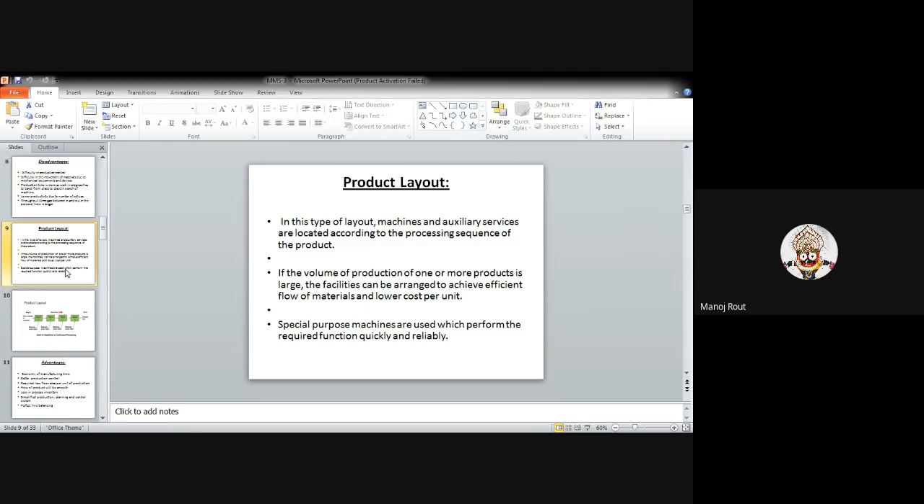Special purpose machines are used to perform the required functions quickly and reliably. These are things applicable to any kind of manufacturing unit, for one or more products if the volume is large, and the facility will be arranged for the achievement of efficient flow of material with the cheapest cost per unit.